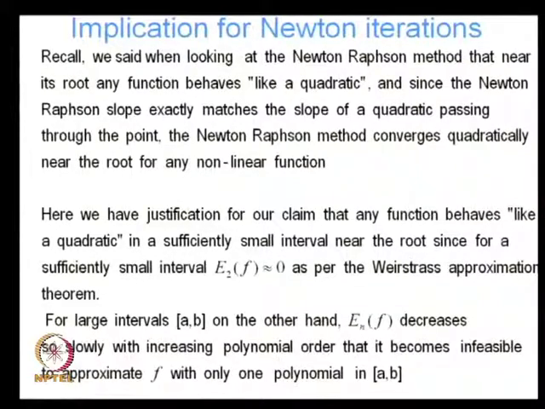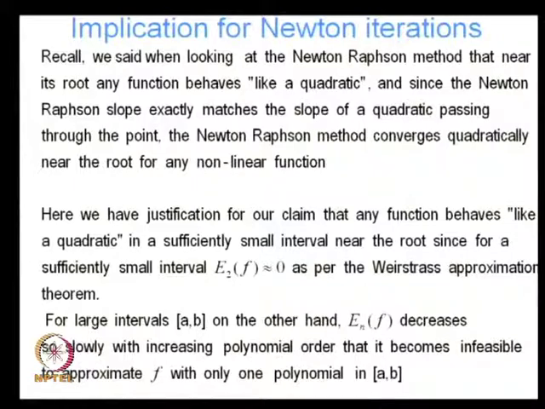So, near the root of a nonlinear function, the function behaves very similar to a quadratic, and that is why the Newton-Raphson method converges quadratically. Now, here we have a justification for our claim that any function behaves like a quadratic near the root. In a sufficiently small interval centered around the root, the Weierstrass approximation theorem states that the smaller the interval, the lower the order of polynomial by which that function can be approximated exactly.